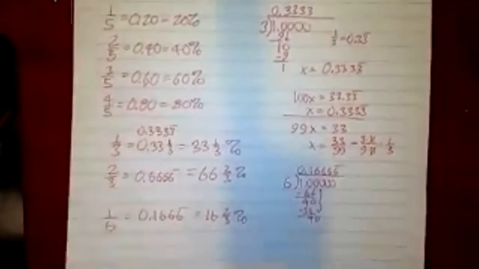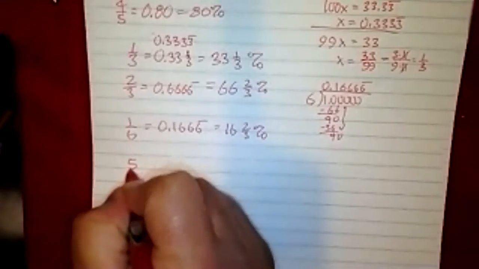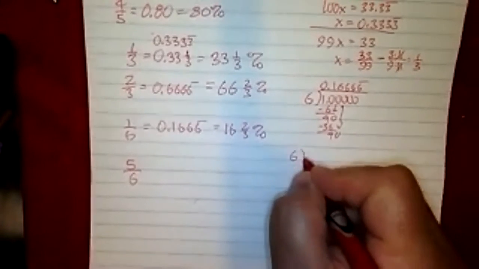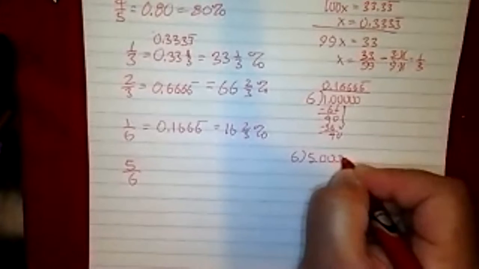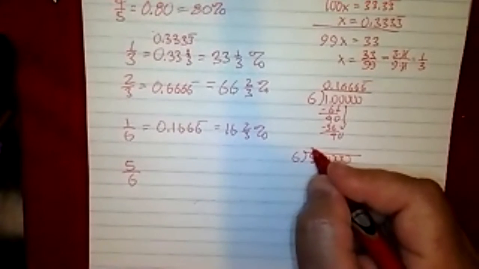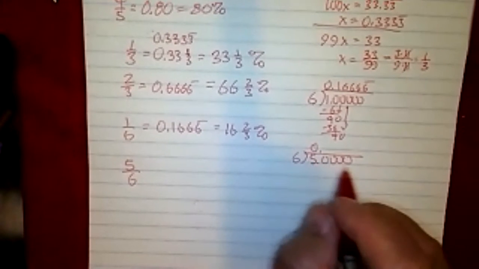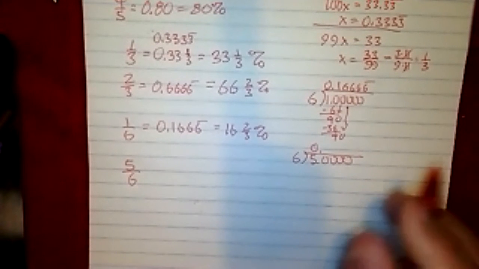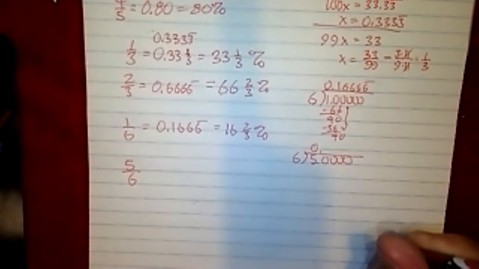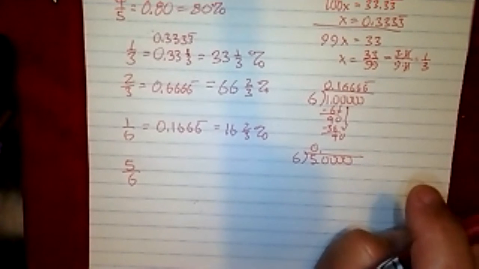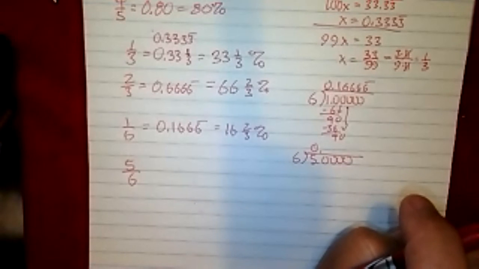And then finally, 5/6 is going to be a similar scenario. So if I try to divide 6 into 5.0000, 6 does not go into 5, so I'll put a 0 there, but 6 does go into 50. 6 goes into 50. Anybody know how many times? Okay, so 6 times 6 is 36. 6 times 7 is 42.